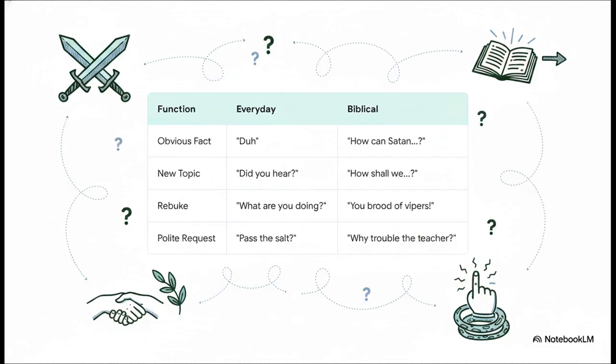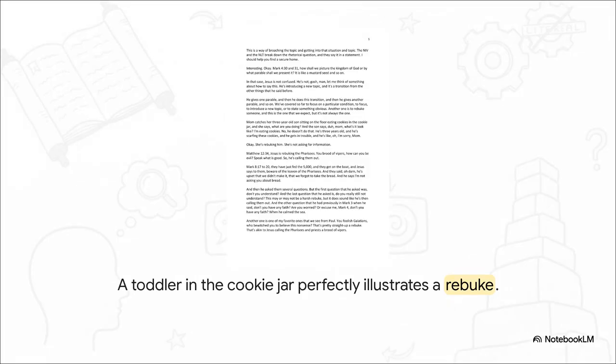And then there's the rebuke. Picture this. A mom catches her 3-year-old sitting on the floor, hands absolutely covered in crumbs, deep in the cookie jar. She crosses her arms and asks, "What are you doing?" She is absolutely not seeking data. The kid isn't supposed to say, "Well, I am currently consuming chocolate chips, mother." No way. She is issuing a sharp rebuke.